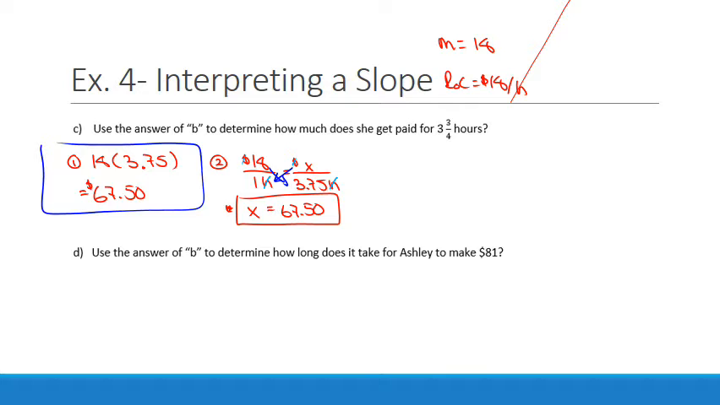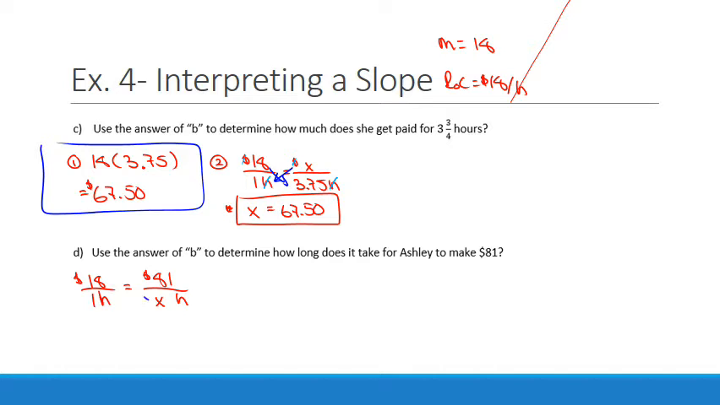D, again, you're going to use that answer from B to determine how long it takes for Ashley to make $81. Okay, so let's try that. Seeing we just talked about a proportion, let's see if we can do that again. So for a proportion, you start off with a math fact always. Our math fact is that this person makes $18 every 1 hour. We want to know how long it takes to make $81. So I know $81, but I don't know the amount of hours, so I'm going to put an x in the hours. Once I have that set up, I just cross multiply and solve.